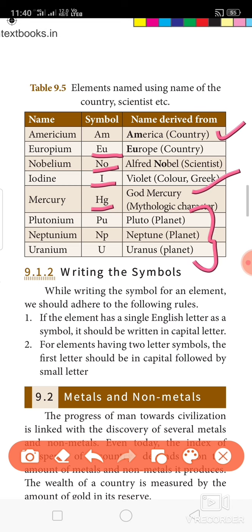Okay. So what is the gist in writing the symbol? First thing, if the element has a single English letter as a symbol, it should be written in capital letter. Secondly, for elements having two letter symbols, the first letter should be in capital followed by a lowercase letter. Okay. Now next we need to see metals and non-metals.